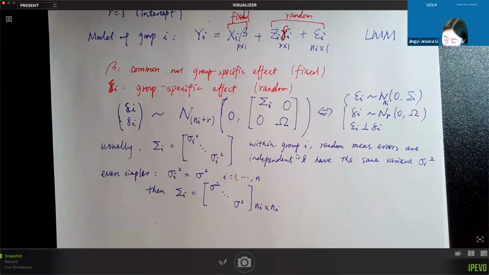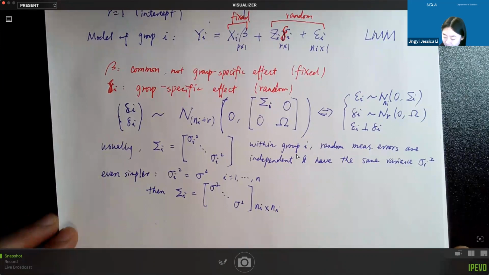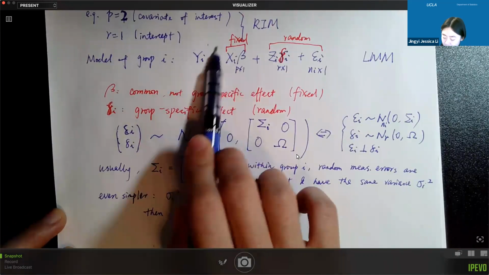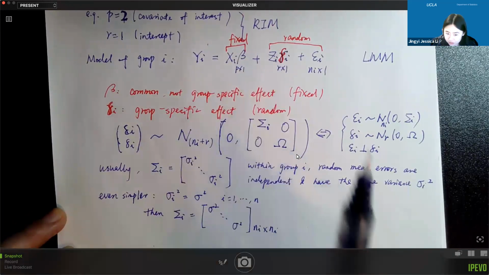If you do have very few data points, you may want to simplify this assumption to further reduce your number of parameters. But it depends on how many observations you have for each group. Okay, so these are the general assumptions for the linear mixed effect model. So by mixed effect, we mean that there is a fixed effect term, there is a random effect term. So they're mixed.